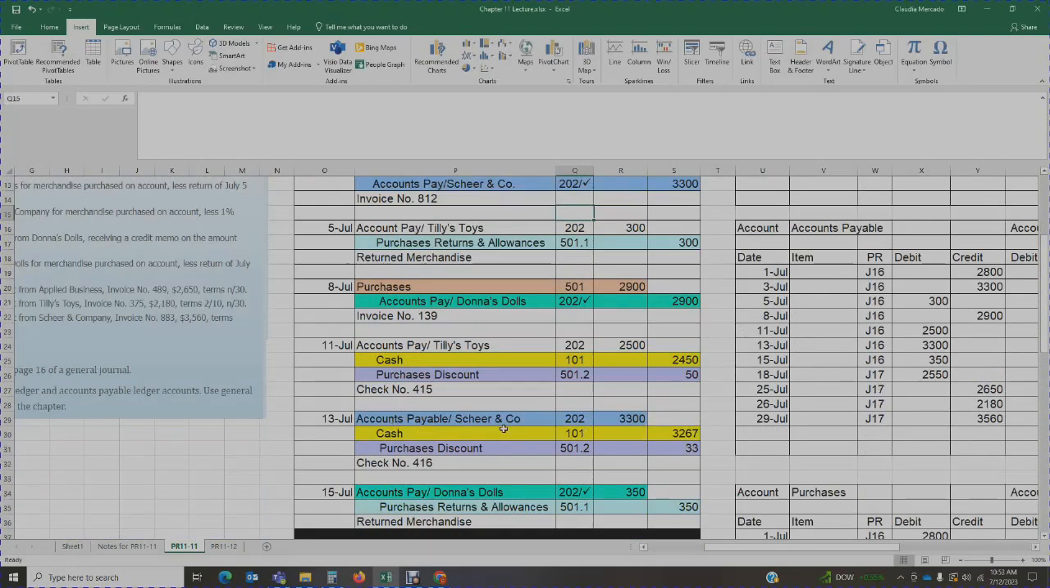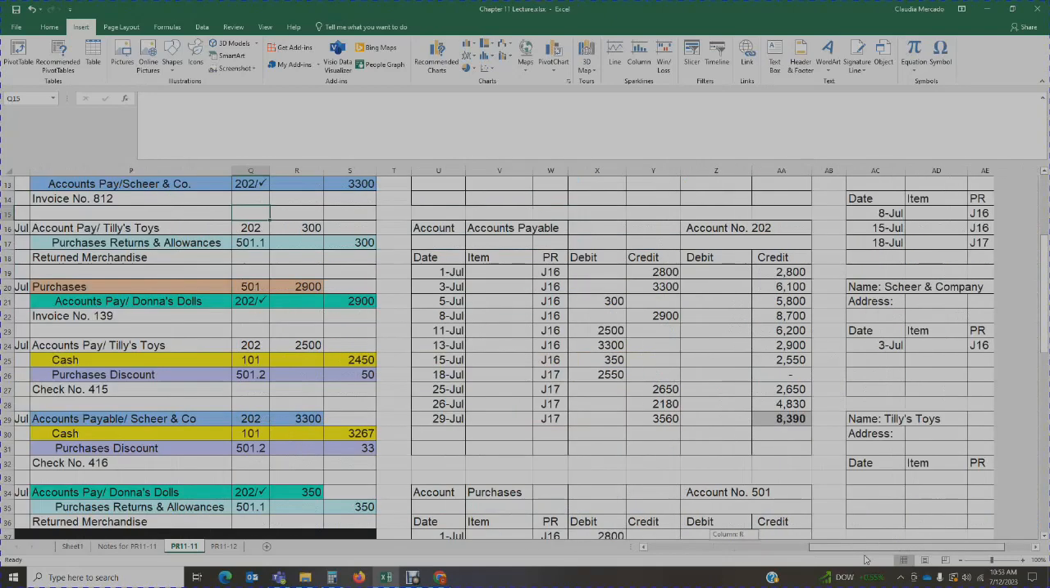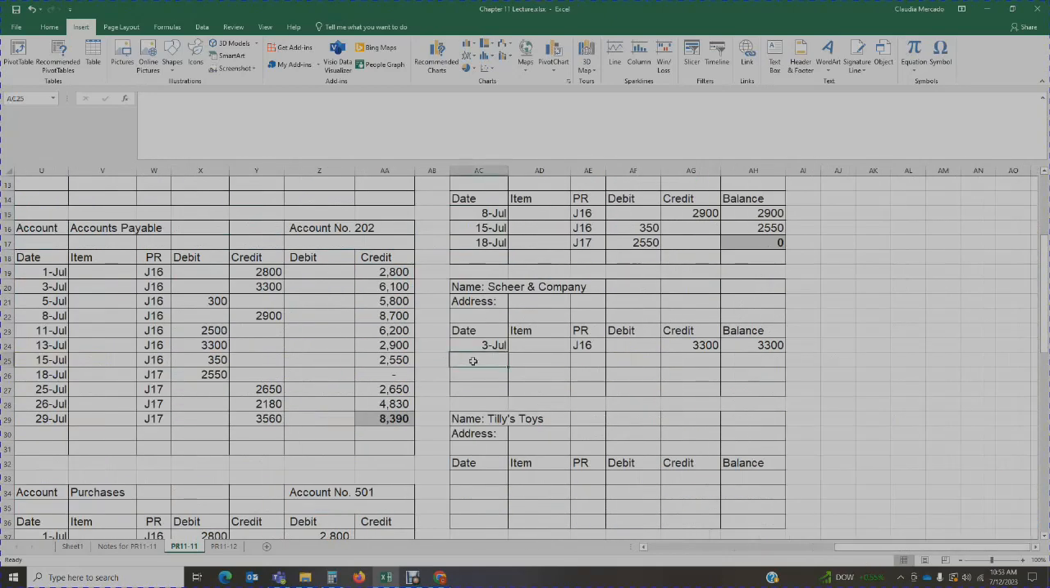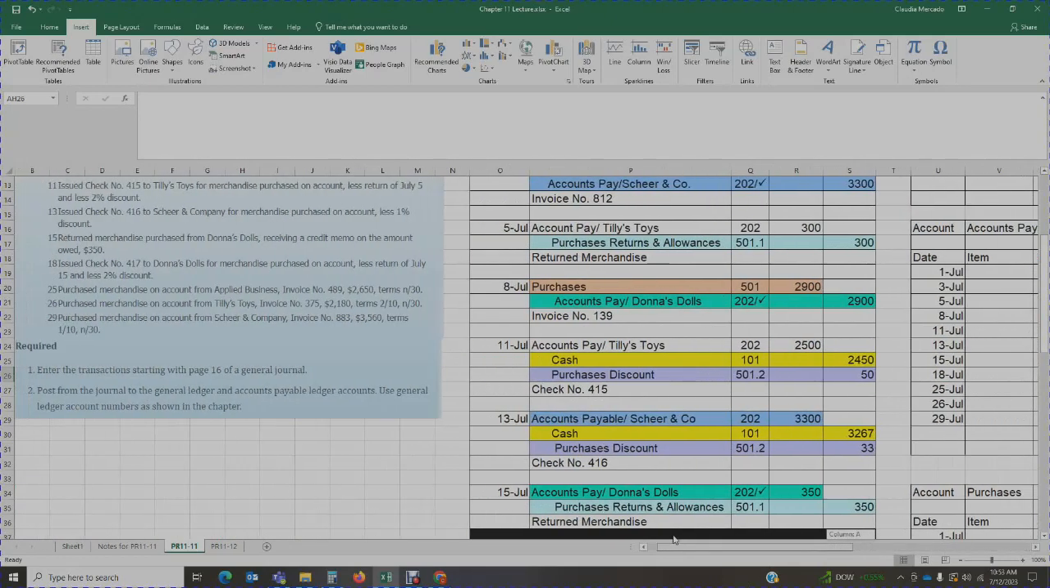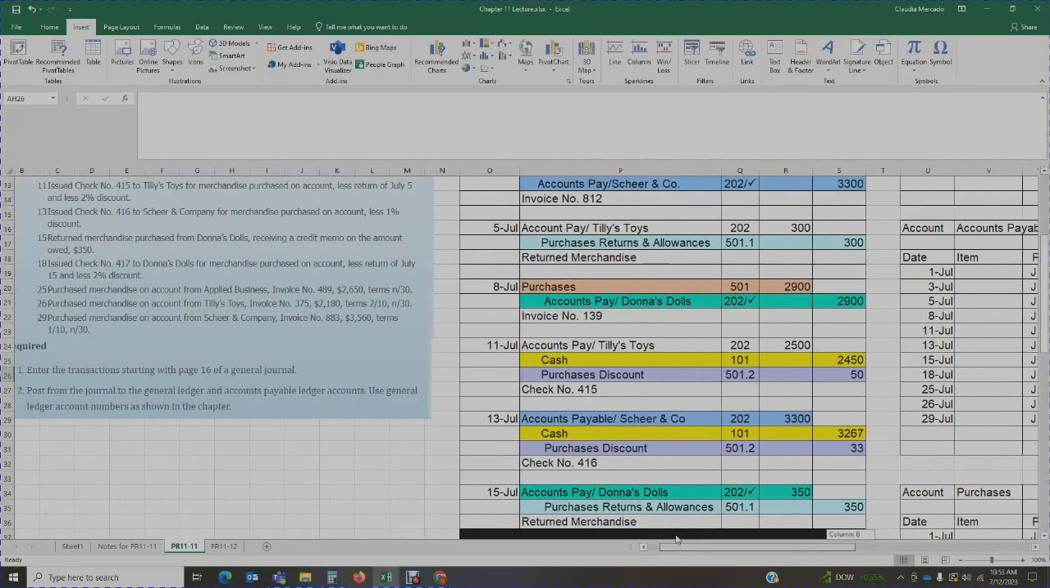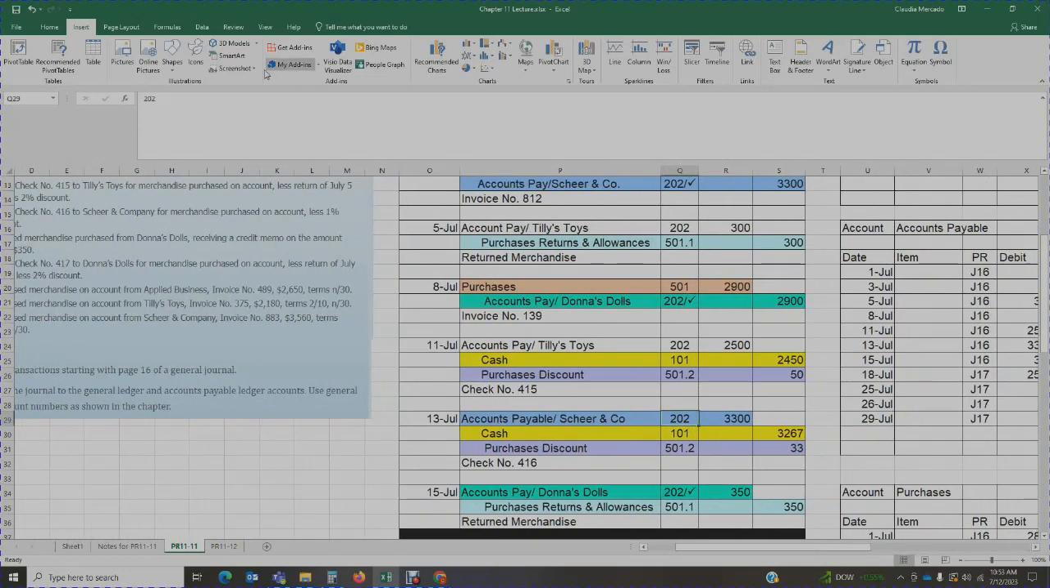Then we've got an entry on the 13th for $3,300 debit. Journal 16. Now we've got a debit of $3,300, so my balance is 0. Okay. So at that point, we had paid off everything that we owed to Shearer & Company.